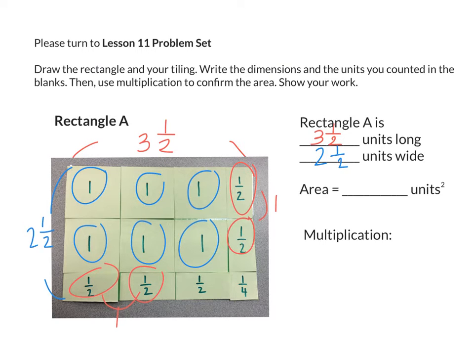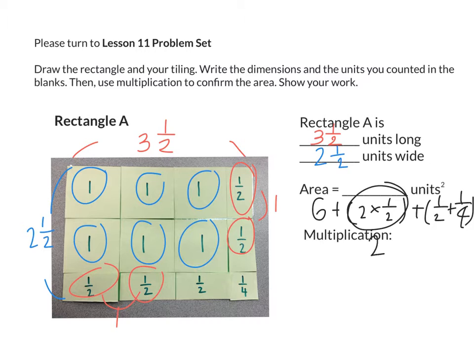What is 1/2 plus 1/4? Well, I have 6 wholes plus 2 copies of 1/2, right? 2 copies of 1/2 plus 1/2 plus 1/4. So we know that this part we said adds up to 2, right? What's 6 plus 2, by the way? 8. So we have 8 plus 1/2 plus 1/4.